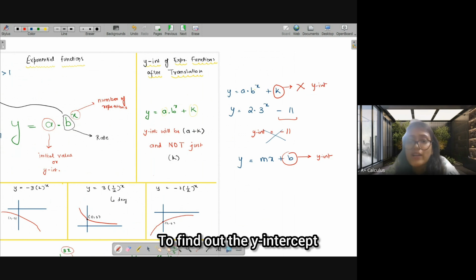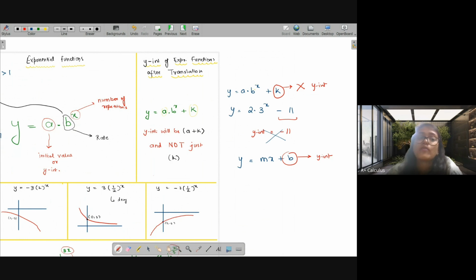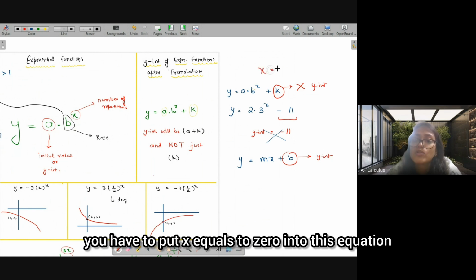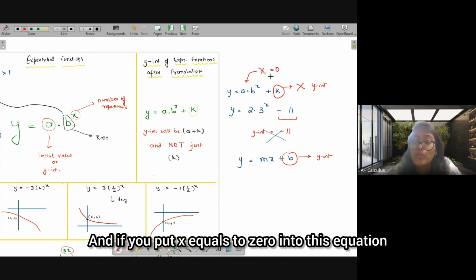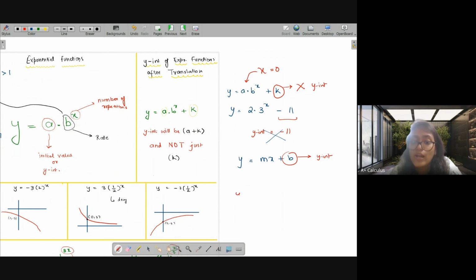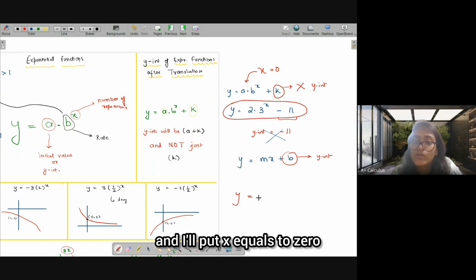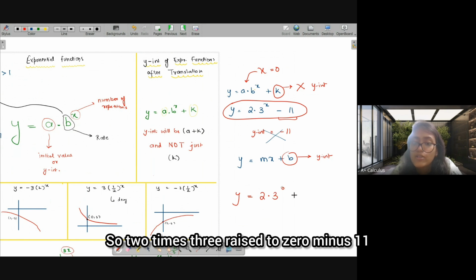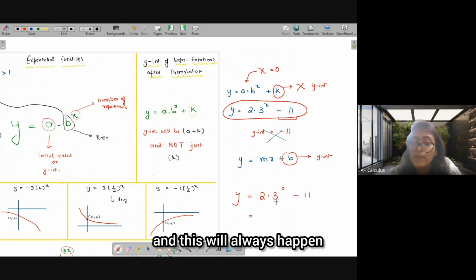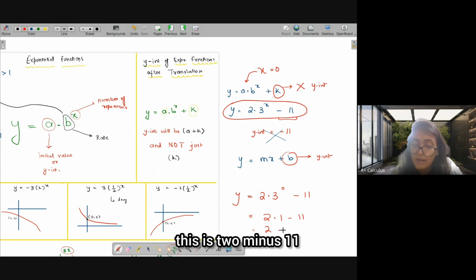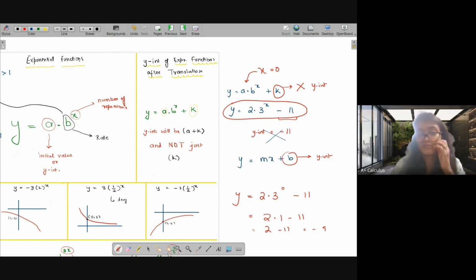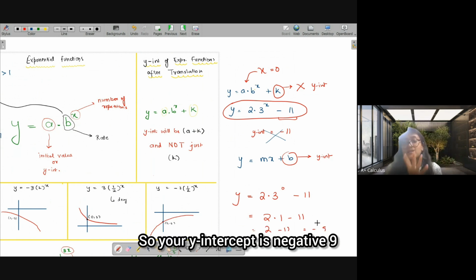To find the y-intercept, remember just one rule: you have to put x equals 0 into this equation. So if you put x equals 0, what do you get? Y equals 2 times 3 raised to 0 minus 11. 3 raised to 0 will become 1, so 2 times 1 minus 11. This is 2 minus 11, which is -9. So your y-intercept is -9.